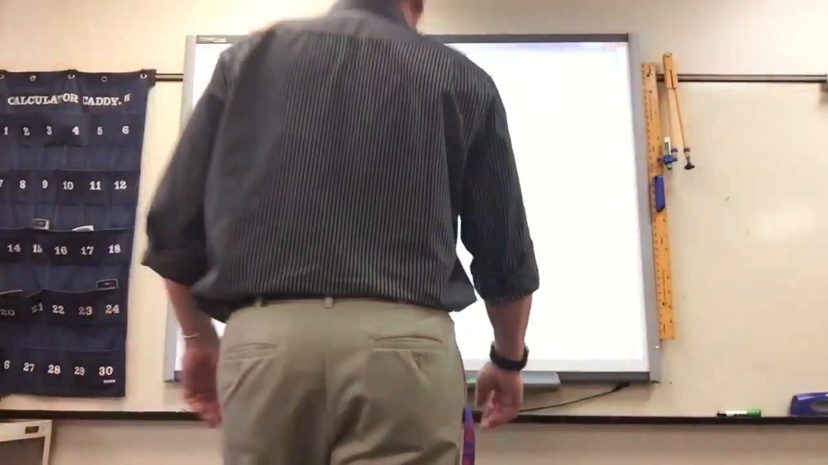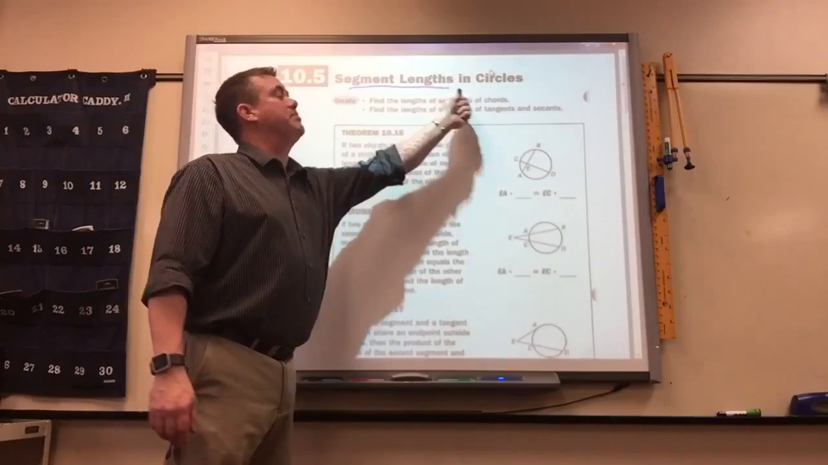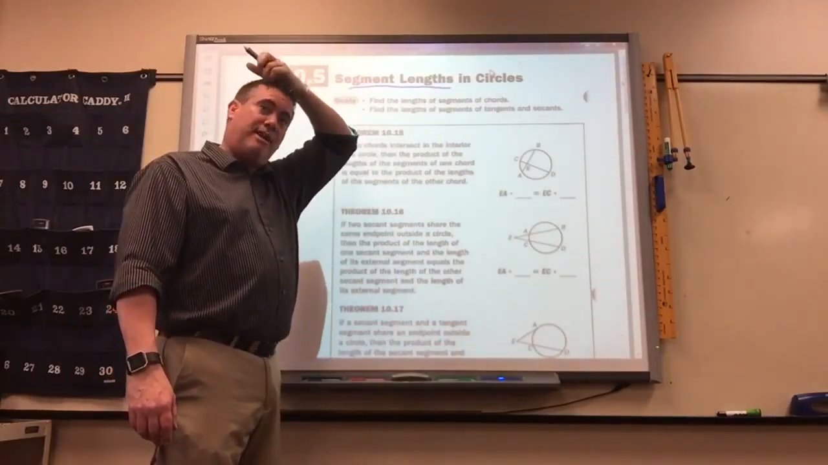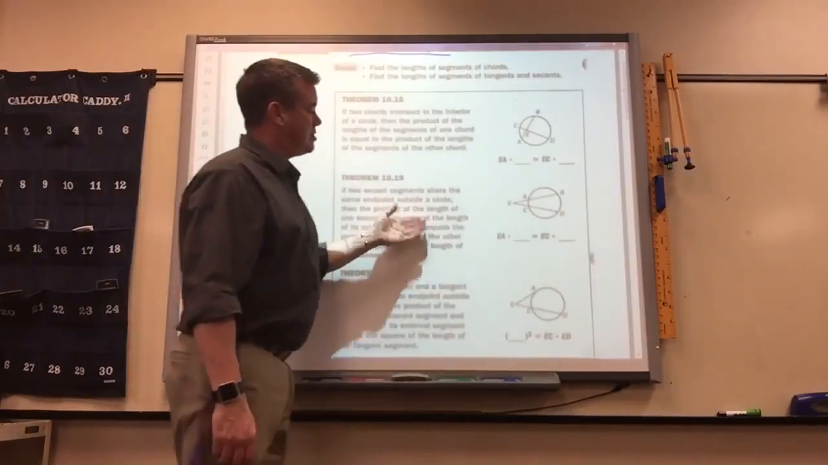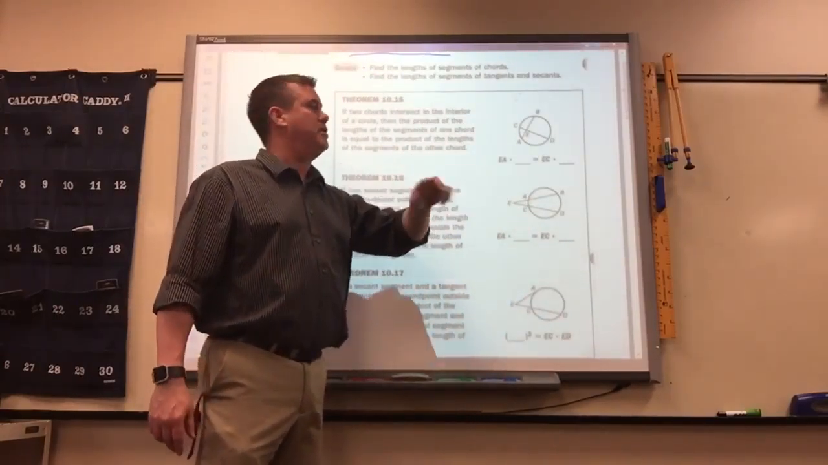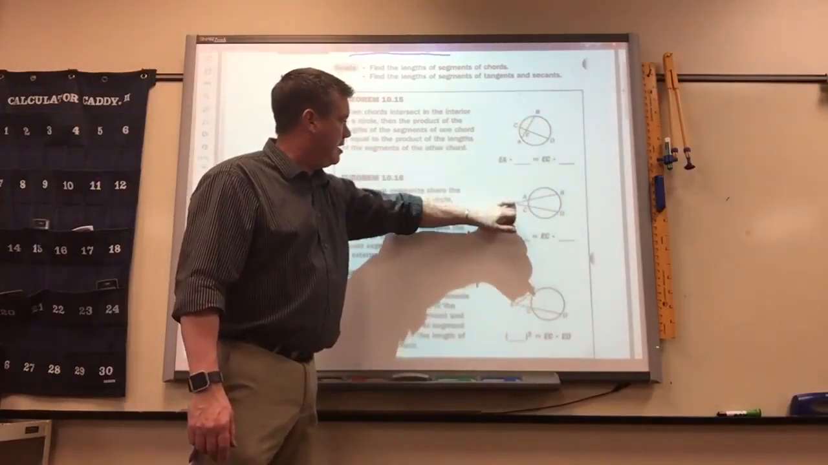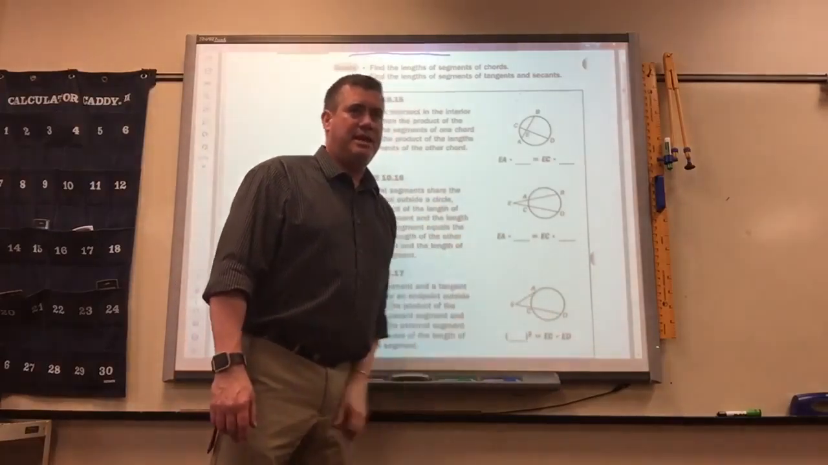This section isn't angles, it's segment lengths. So the pictures are going to look the same, it's just you're not finding the degrees. In the last section, the one we just corrected, we found angles formed by two chords, and the angle out here formed by two secants, a tangent and a secant.